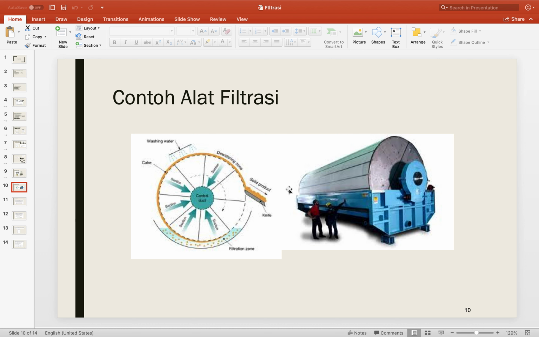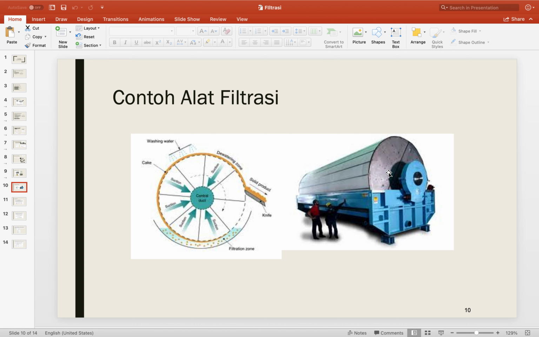This is another example. This is the vacuum filtration drum. In the vacuum filtration drum, you have your feed outside the drum, and the inside part of the drum will be connected to the vacuum pump, the vacuum system. So basically the outside pressure is the atmospheric pressure, your feed pressure is atmospheric, but then inside the drum the pressure will be less.